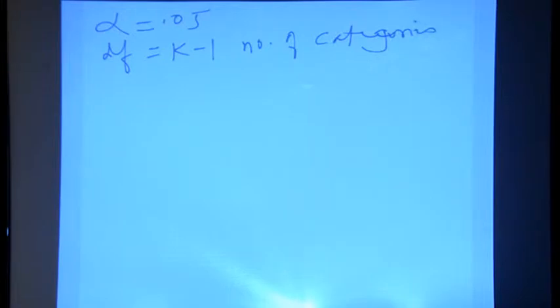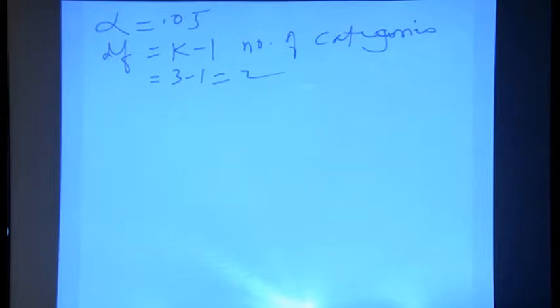Number of categories. Okay. So, k is the number of categories. How many categories do we have here? Three categories: cherry, apple and pink. So, there are 3 categories, and so it will be 3 minus 1. So, degrees of freedom will be 3 minus 1, which is equal to 2.